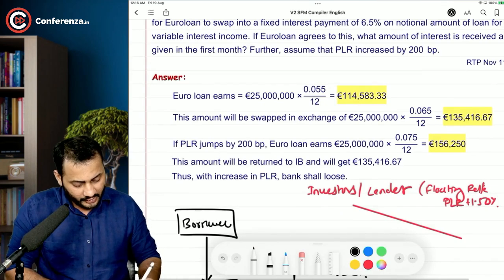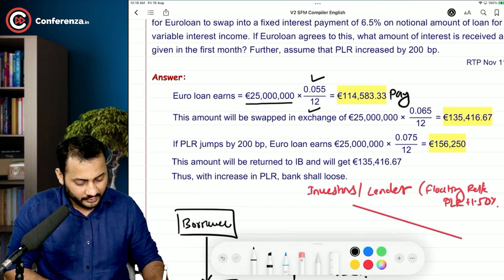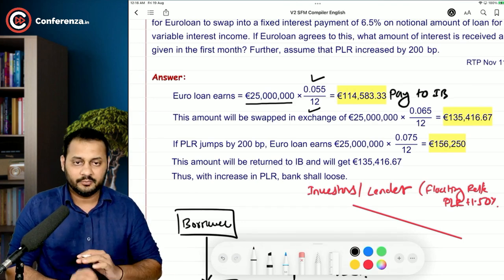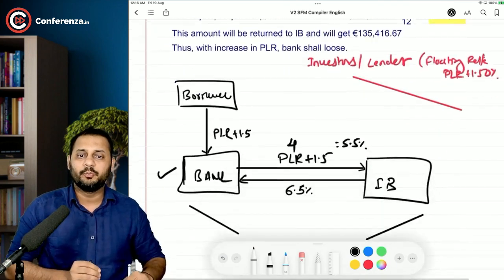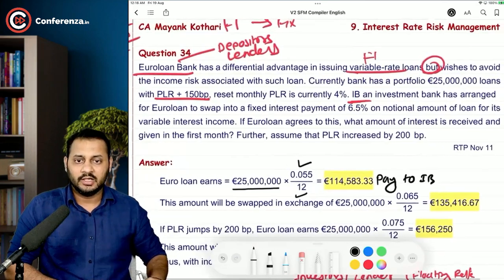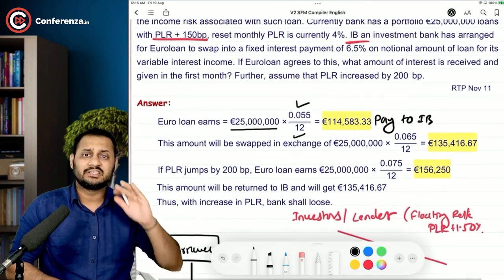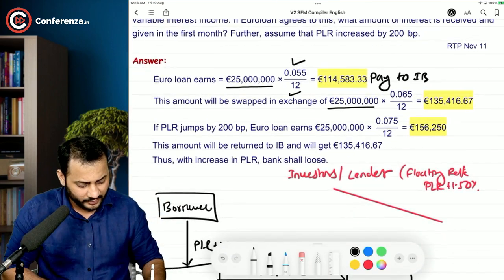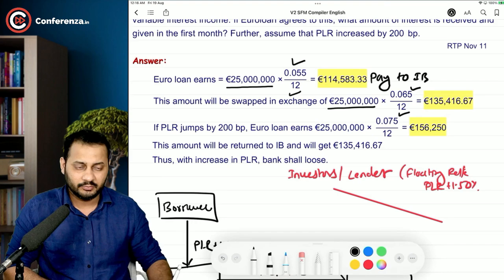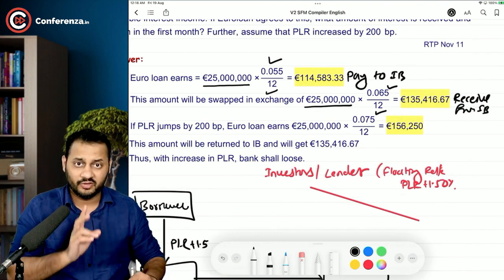Understand, 25 million euros into 5.5% divided by 12, this is what you will pay to IB, because you promised him to pay the floating amount which you had received from the borrower. Then what amount will the Euro Bank receive? It's fixed, 6.5%. So 25 million, 6.5% divided by 12, we are going to receive from IB for the first month.